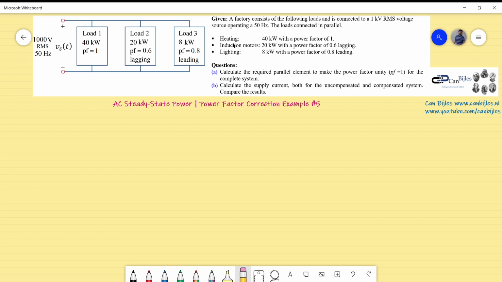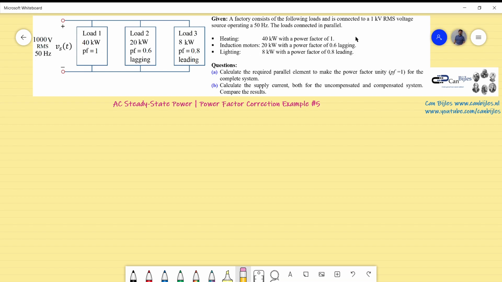What do we have? We have a heating system which absorbs 40 kilowatts with a power factor of 1, unity. There are some induction motors which absorb 20 kilowatts with a power factor of 0.6 lagging. And there are also systems for lighting, which absorb 8 kilowatts with a power factor of this time 0.8 but leading. Okay, what are the questions?